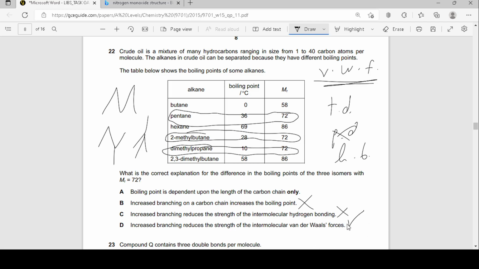That is right, because the more branches you have, the smaller your molecule's surface area becomes. I shouldn't talk about length, I should talk about surface area. Basically branches reduce the contact points of your molecule, so you have a lower boiling point when you have branches. So that should be the right answer, and I'm going to eliminate A as well, because boiling point is not dependent upon the length of the carbon chain only. Increased branching reduces the strength of the intermolecular van der Waals forces, which is what you're seeing here, going from pentane to 2-methylbutane to dimethylpropane, even though they're the same molecular formula. So the boiling point reduces, and the answer is D.